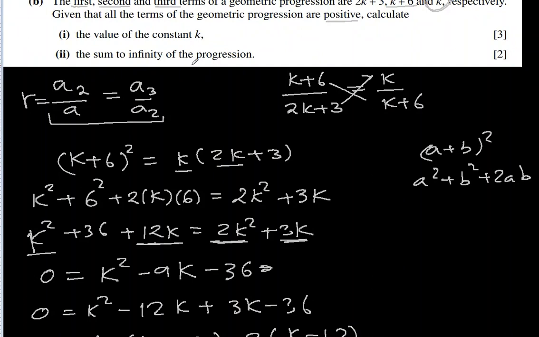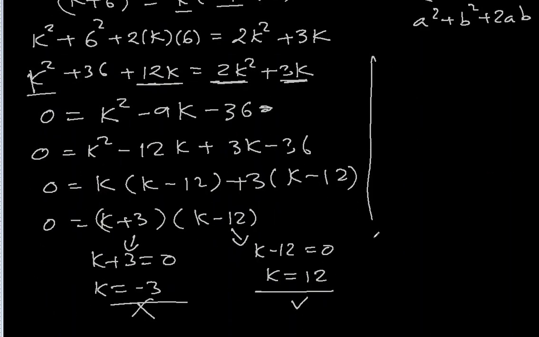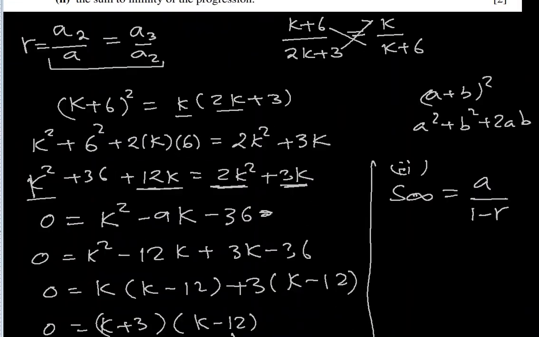Second, the sum to infinity of the progression. Alright, let me do it here. Sum to infinity is the first term over 1 minus common ratio. We know the first term, rather let's find it. The first term was 2K plus 3 as far as I remember, yes. So let's find a, the first term: 2K, K is 12, plus 3, 12 times 2 is 24 plus 3, 27. That is the first term.